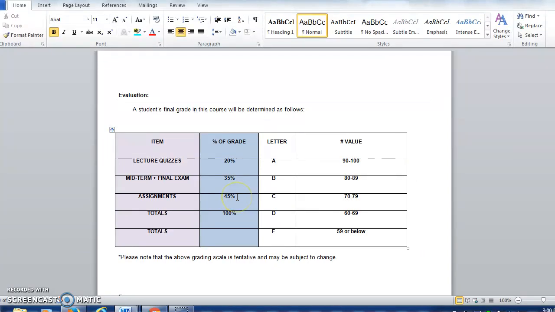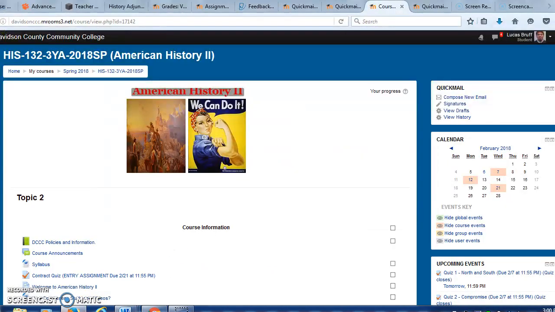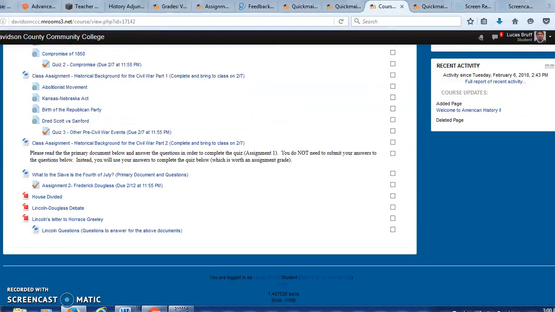Class assignments. Sometimes I'll have online class assignments. As you've noticed here, let me go back to the course homepage. You've noticed here I have assignment 2, Frederick Douglass, completed by 2/12. So this is actually a case where you'll read the primary document and you'll complete the assignment online. Again, this should be an easy A for you all. If you just read the questions, and read the document, answer the questions, you should do well on assignment 2.